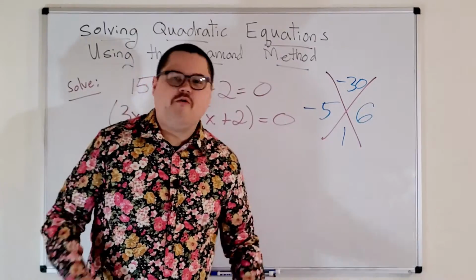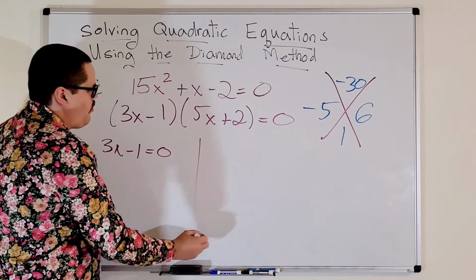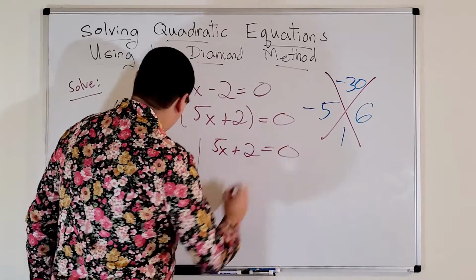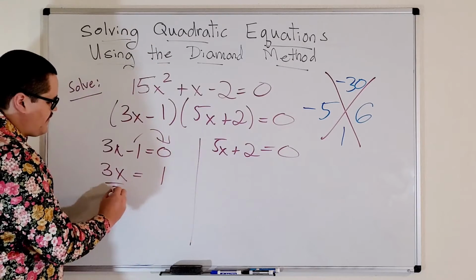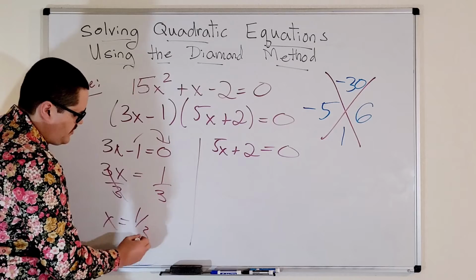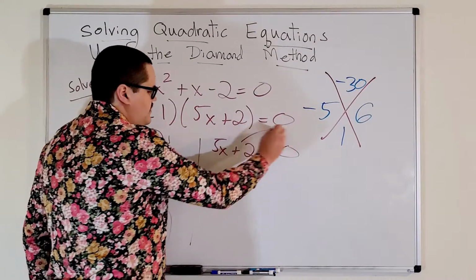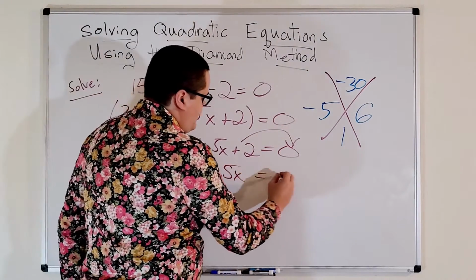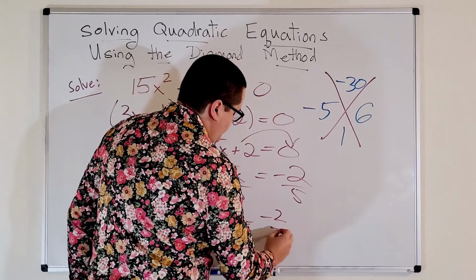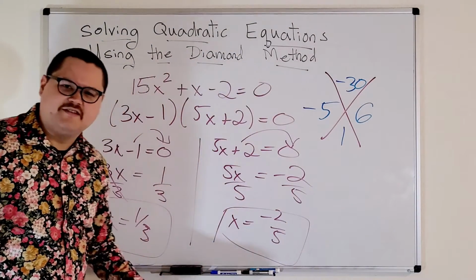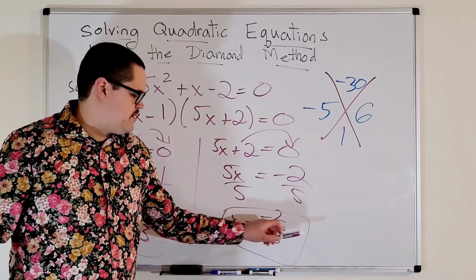So either the first is 0 or the second is. What a surprise. 3x minus 1 equals 0 or 5x plus 2 equals 0. Move the negative 1 over, boom, positive 1. 3x equals positive 1, divide by 3, x equals 1/3. Move the positive 2 over, negative 2. 5x is negative 2, divide by 5. X is negative 2/5. The end. These are the two roots of the original quadratic equation. Thanks for watching.